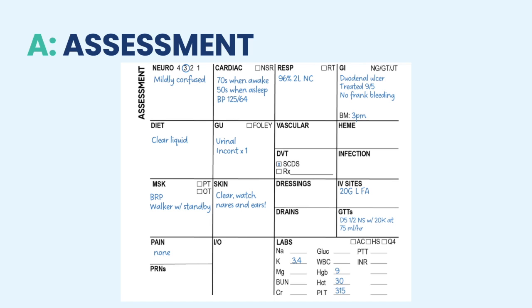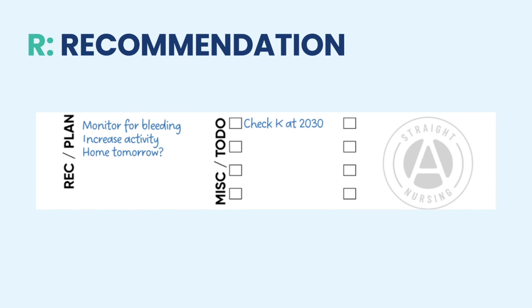I want to keep track of his pain. He doesn't have any pain right now. Good job. And any pertinent labs, such as his potassium level, his hemoglobin, his hematocrit, and his platelets, for example. And then the final section is R for recommendation. This is basically the recommendation or the plan for how we're going to progress the patient's plan of care. So in this case, with the patient who's there for a GI bleed, the plan is we're monitoring for bleeding. We want to increase his activity and maybe he will get discharged and go home tomorrow.